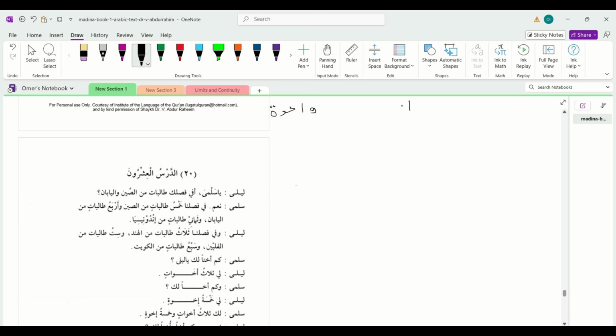And ithnan, which means two, has a feminine form, which is ithnatan. But as I've told you in the previous lesson, the word ithnan or ithnatan, the number for two, is not usually used, since we already have the dual form in Arabic, but it can be used for emphasis or in modern technology and so on.